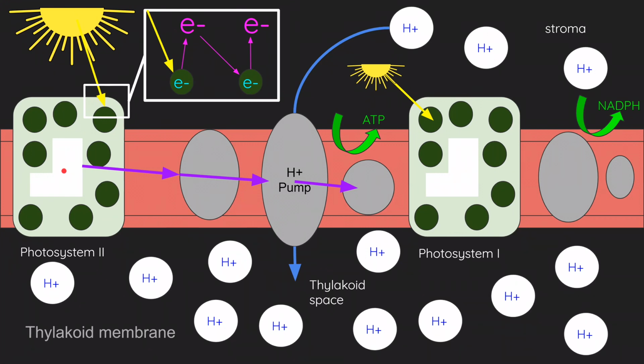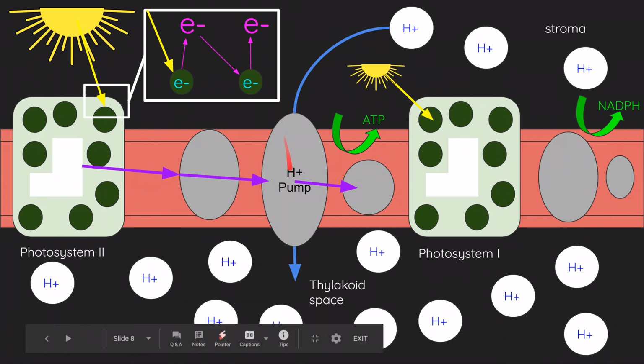Here, the electron is captured by chlorophyll A, or a special pigment that can absorb electrons in its excited state, and the energy goes into the electron transport chain, where ATP is produced to pump hydrogen ions from the stroma, here's the stroma, into the thylakoid space down here.